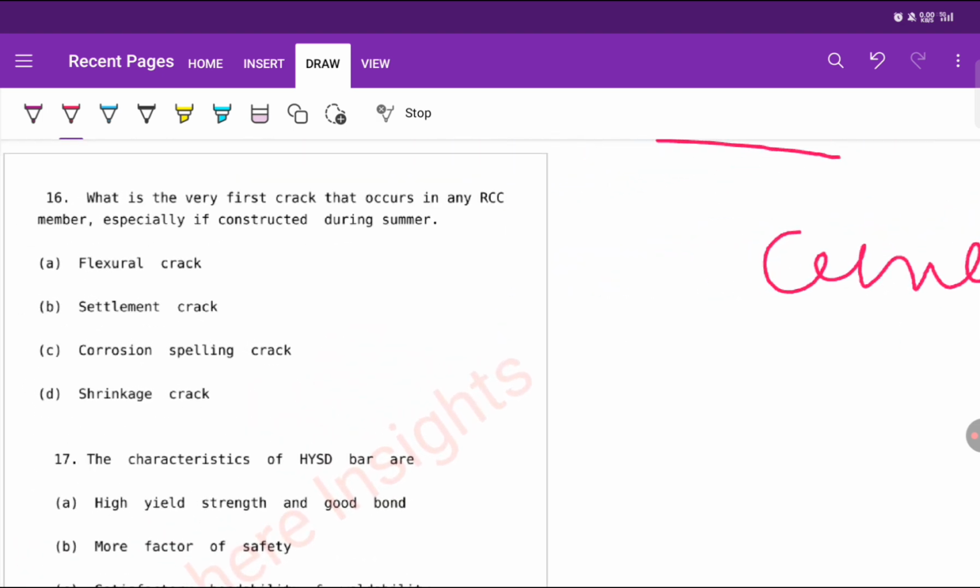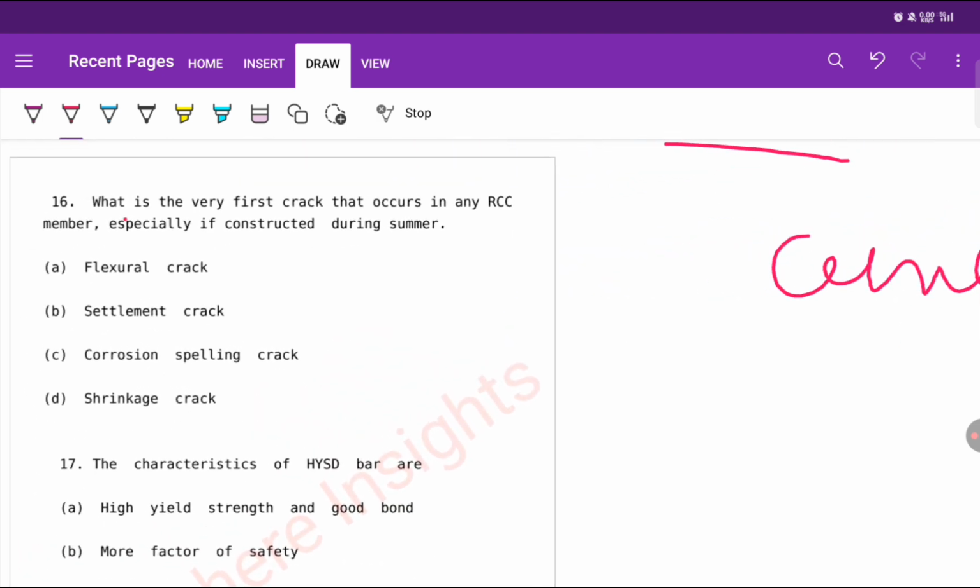Okay, now coming to the next question. What is the very first crack that occurs in any RCC beam, RCC member, especially if constructed during summer? So if you construct an RCC member during summer, what crack will be the first thing?